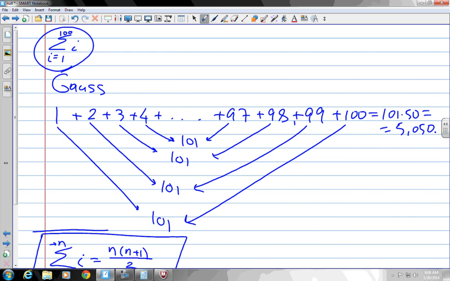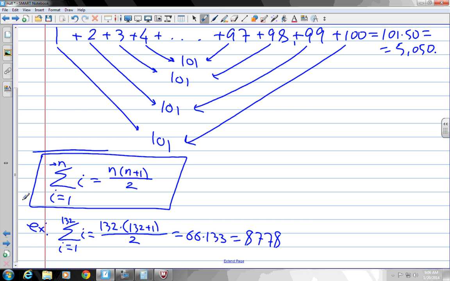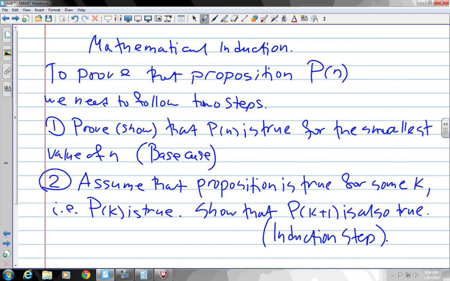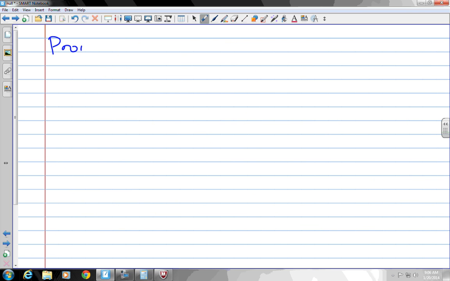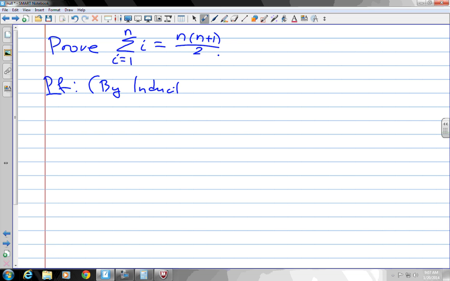Let's just prove this proposition right here, that the sum of n consecutive natural numbers is given by the formula n times n plus 1 over 2. So we're going to try to do that by mathematical induction. We just say induction. You don't have to say mathematical.